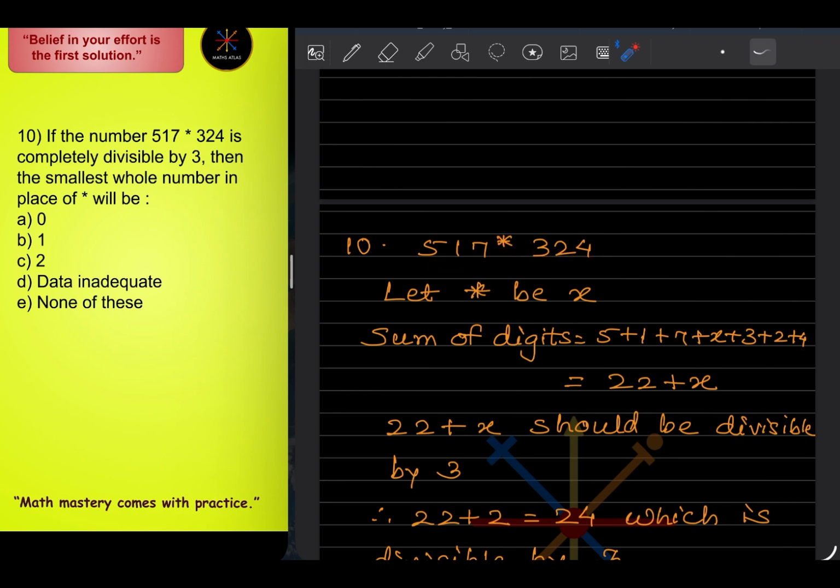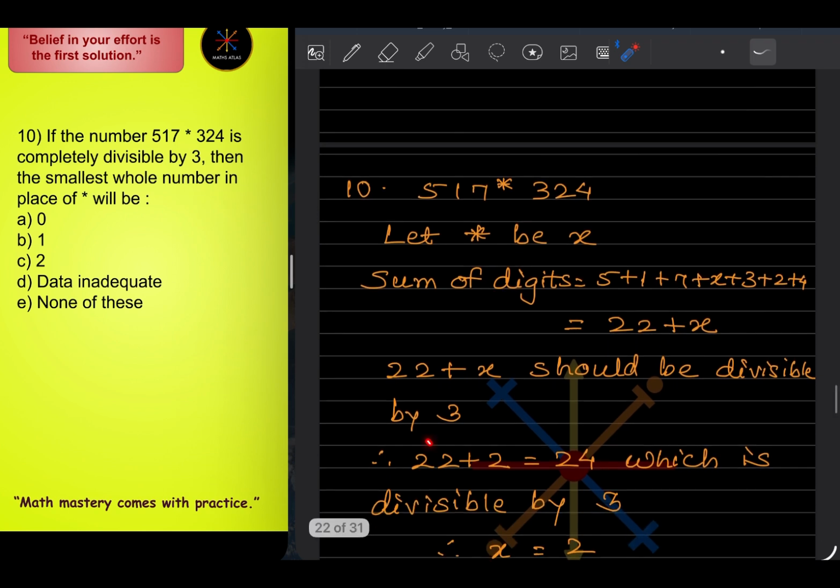So the sum means we are going to add the digits, and in place of the blank we are going to put x, because we have said here that we will consider this as x. The other digits will be 3, 2 and 4. You are going to add these. So when you add them, the total is going to be 22 plus x. So 22 plus x should be divisible by 3. So what should be here? 22 is already there.